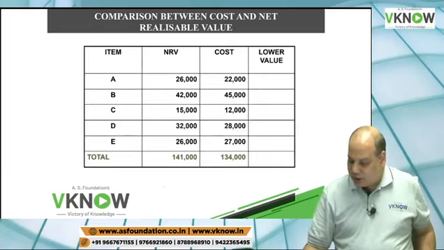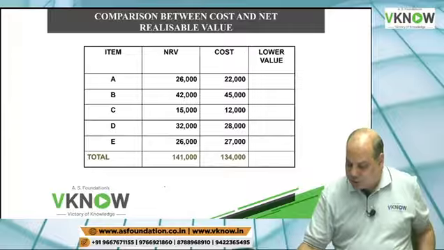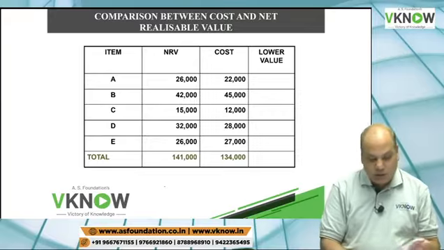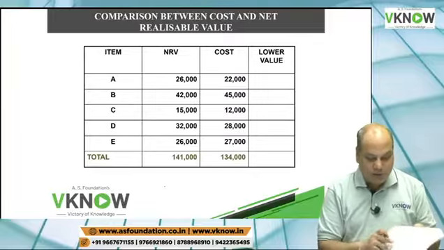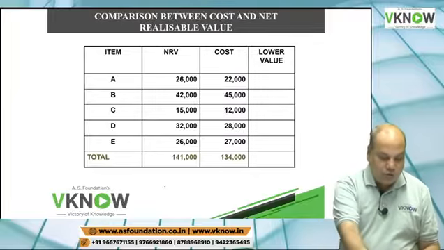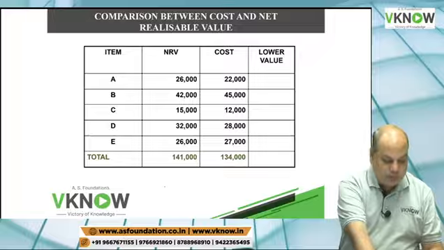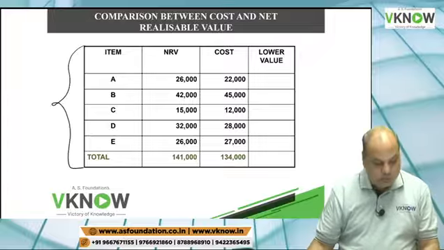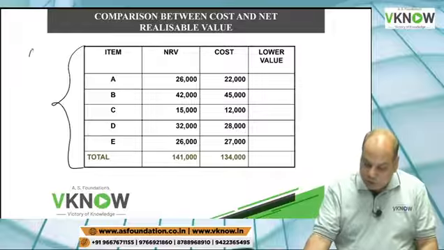What do you mean by item by item? Now, see, this is an item by item example. In your book, I have given this blank table. The students who have the book in front of them will do question 4 in your book.